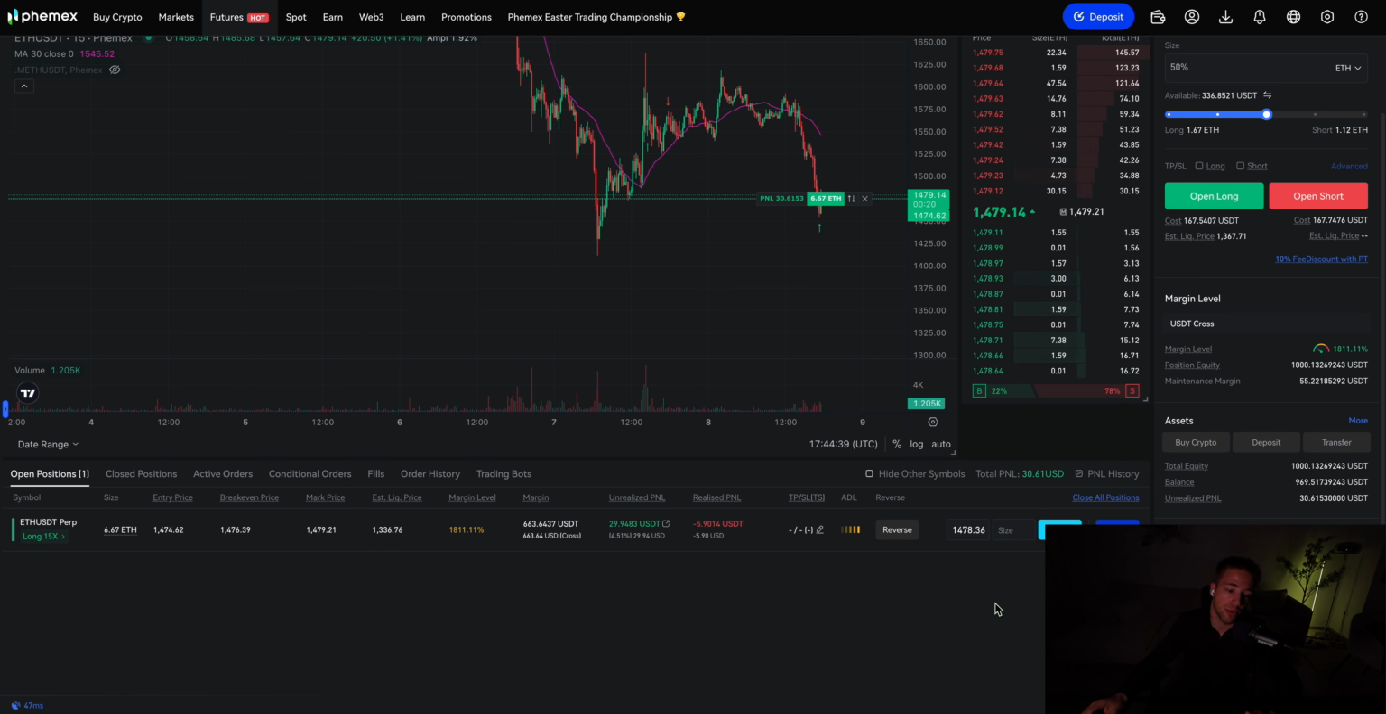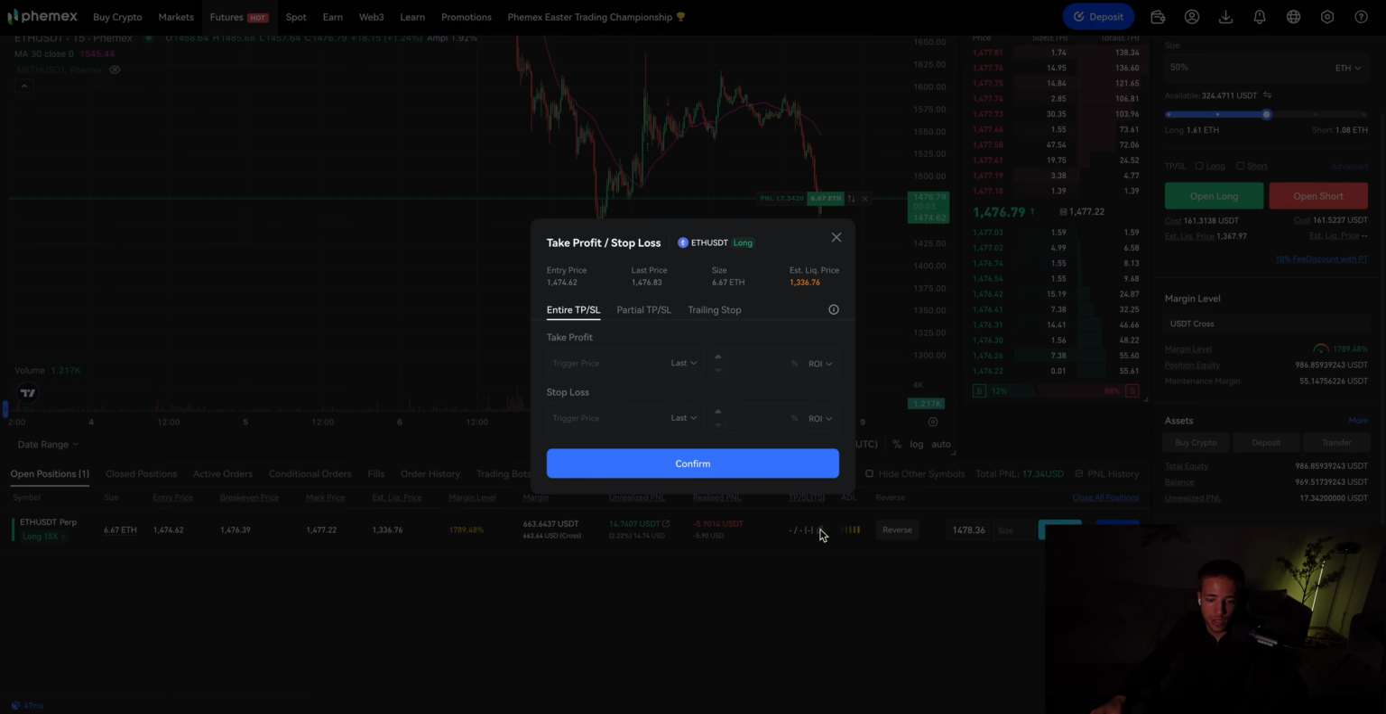Now, a very, very important thing: if you start trading, start with spot. After getting experience with spot, you can get into futures trading, but still use very low leverage. Start with 10x, maybe 5x at the beginning. And always remember about take profit and stop loss.